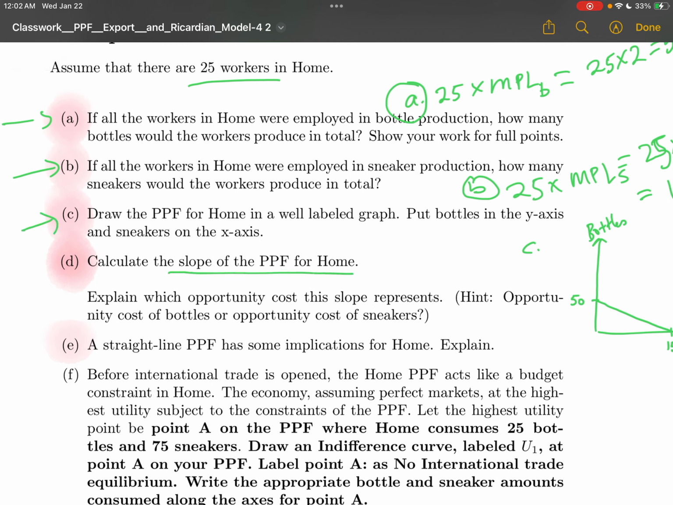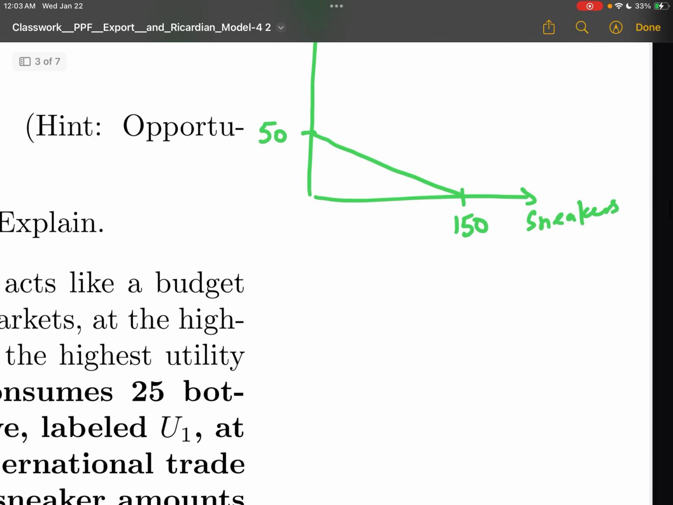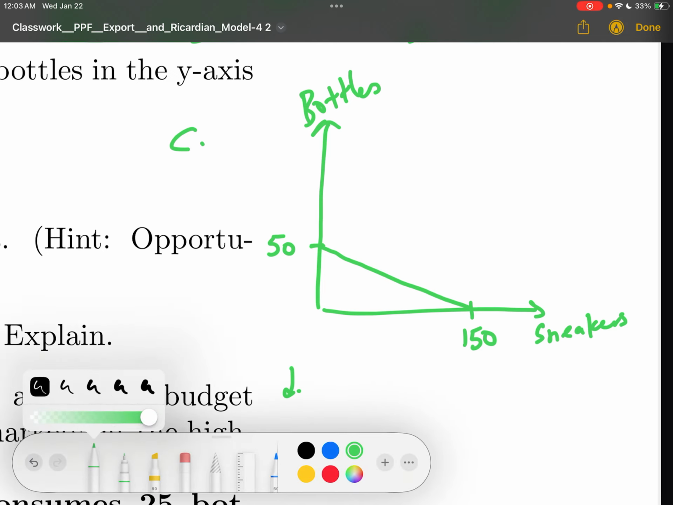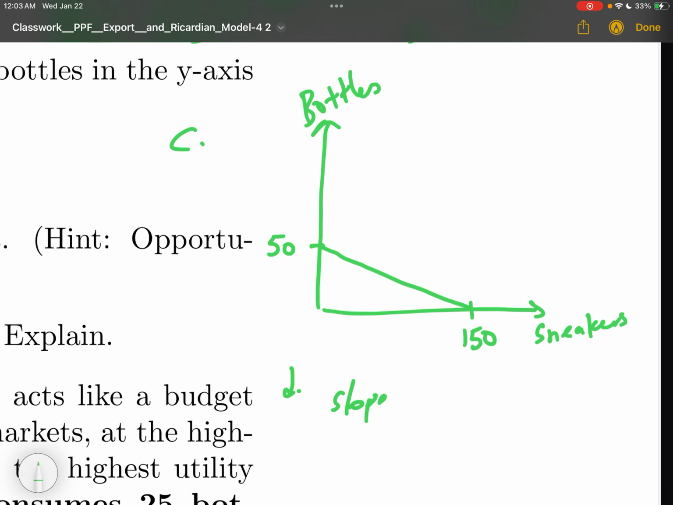So that's C. D, calculate the slope of the PPF. Slope is exactly what you're thinking: change in the y-axis over change in the x-axis. On the y-axis, I have bottles. On the x-axis, I have sneakers. So that will be 50 divided by 150, and my answer there will be negative 1 over 3, right? The zeros cross out, the 5 goes there 3 times, and so that's negative 1 over 3. Negative because this PPF is sloping down.